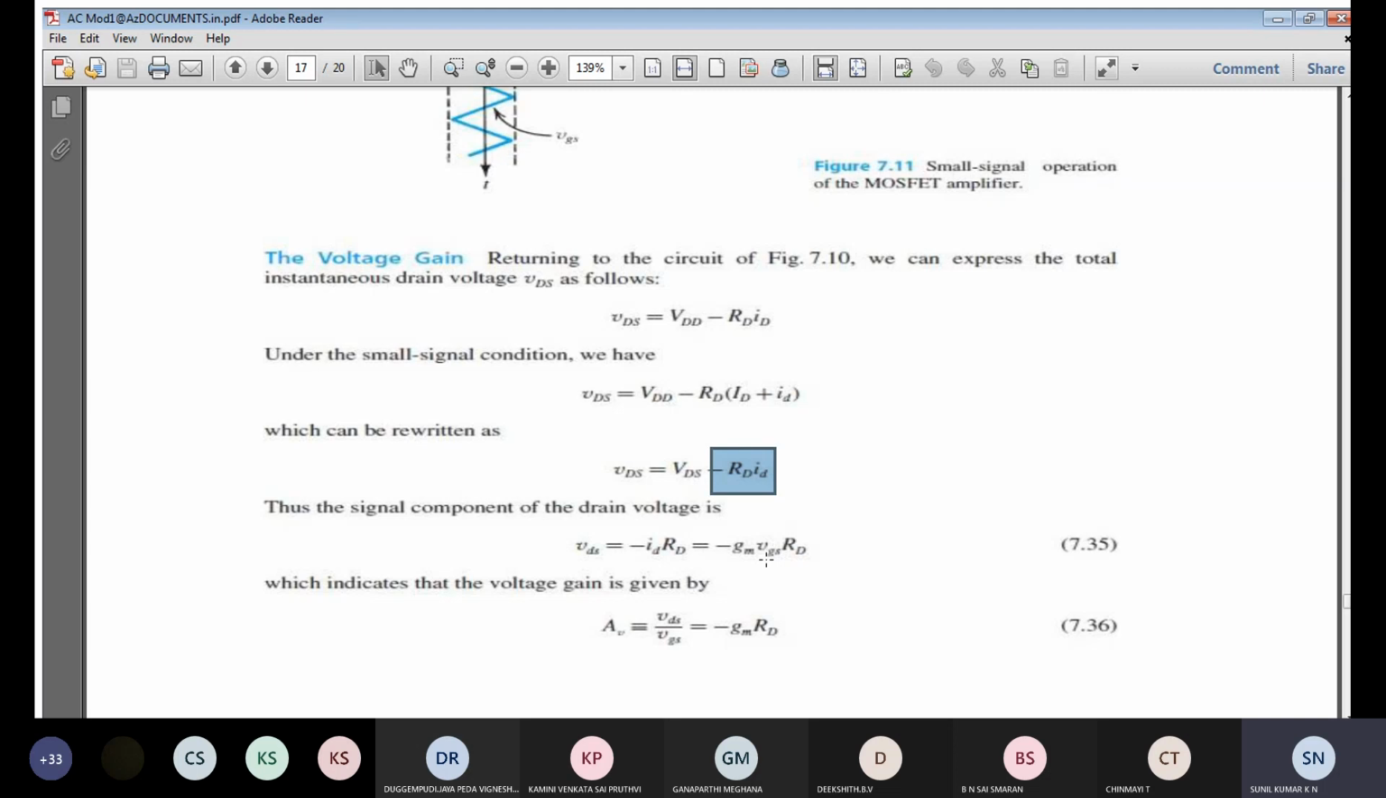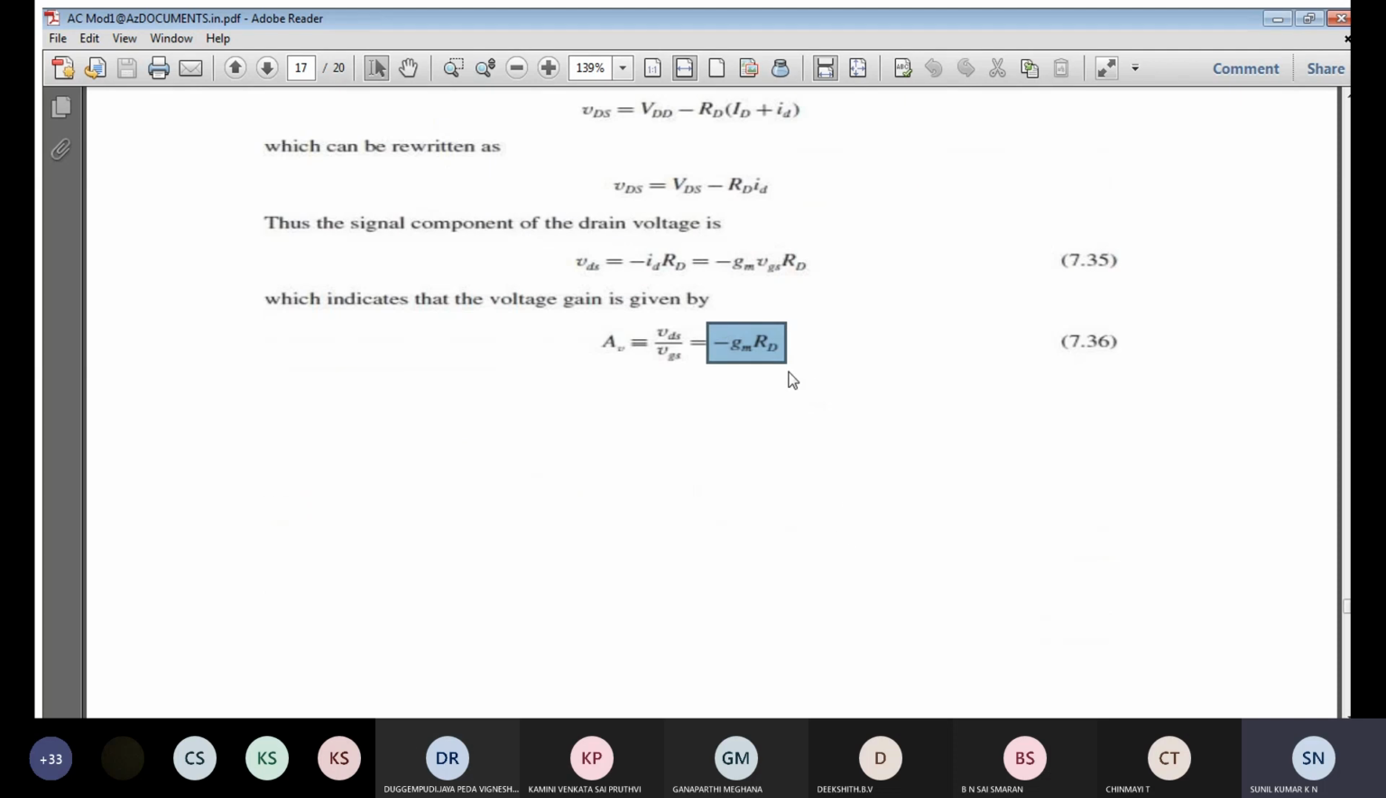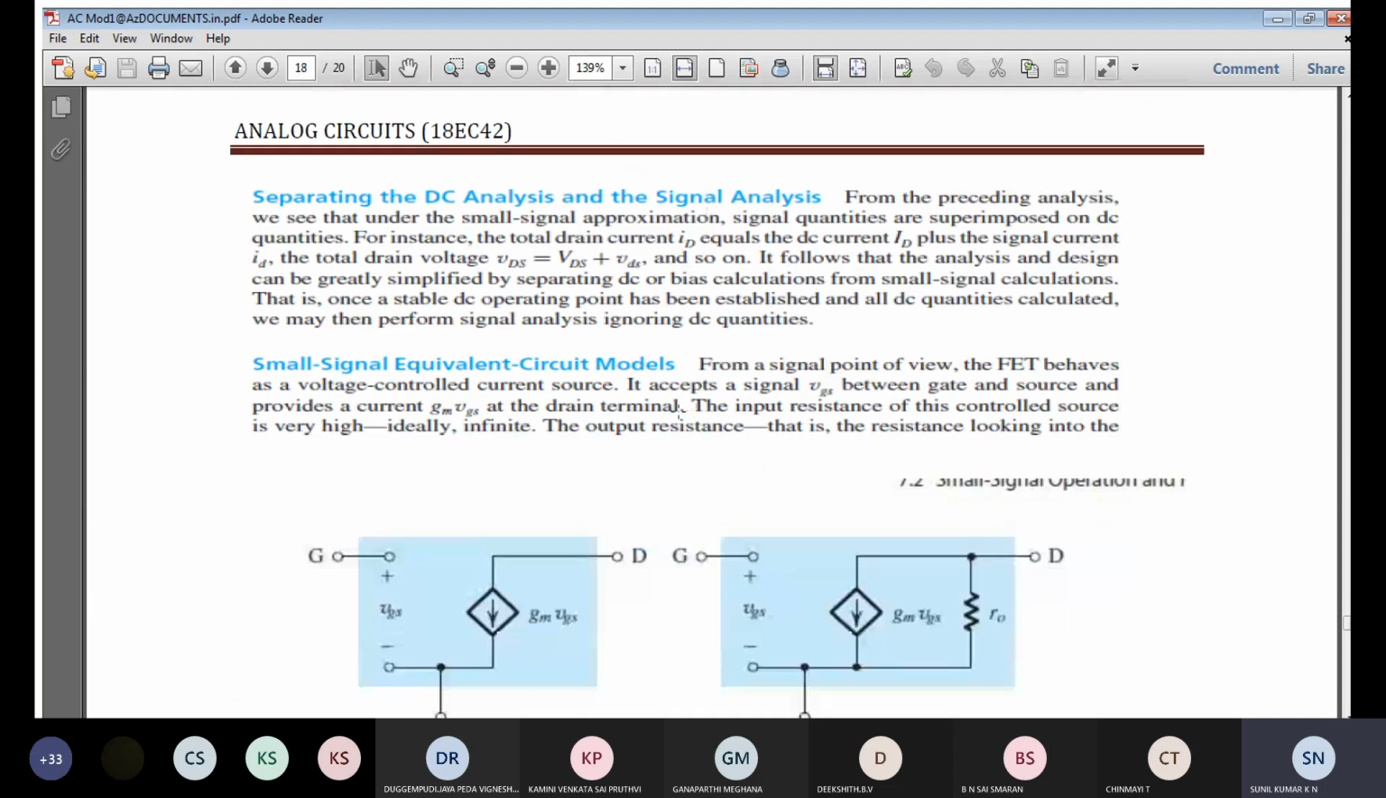I can write ID as GM into VGS, because we are going to find the voltage gain, so I should have something in terms of the input voltage. So minus GM into VGS. This VGS is nothing but the input, and VDS is nothing but the output. The ratio of VDS to input voltage gives the gain AV. So AV will be equal to VDS by VGS, which will be equal to minus GM times RD. This is the gain equation for the common source amplifier.